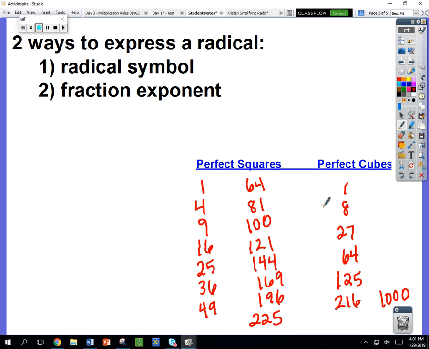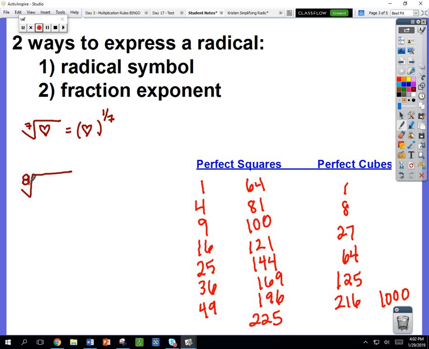Go ahead and get your perfect cubes down, but you can write a radical in 2 different ways. You can use the symbol or a fractional exponent because they mean the same thing. So, for example, if I gave you the 7th root of a heart, if I was to rewrite that, I would take that heart and take the 1/7 power of it. That's the same thing.